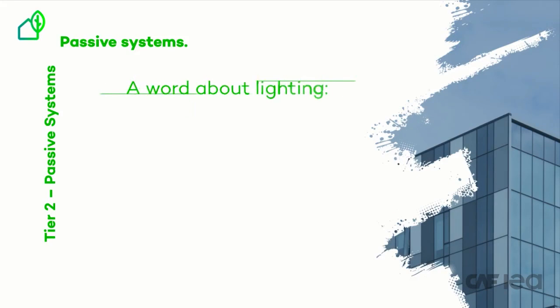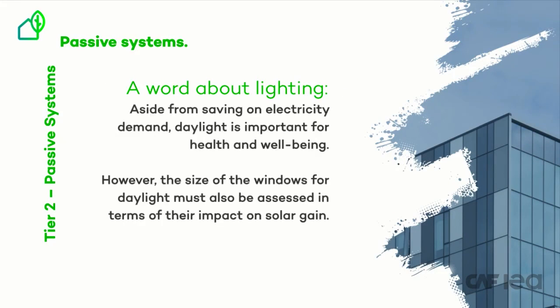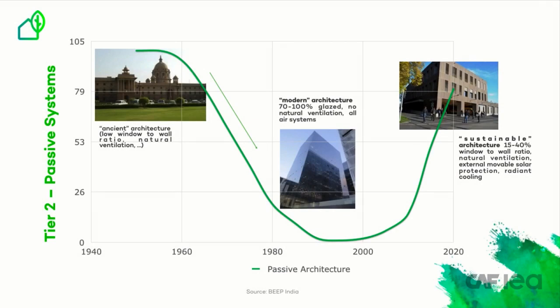Passive lighting. Aside from saving on electricity demand, daylight is important for health and well-being. Views of the outside have been shown to boost productivity, mental function, and memory due to the aesthetics and biological effect of being in contact with natural patterns of daylight fluctuations. However, the size of the windows for daylight must also be assessed in terms of their impact on solar gain, as we discussed earlier.